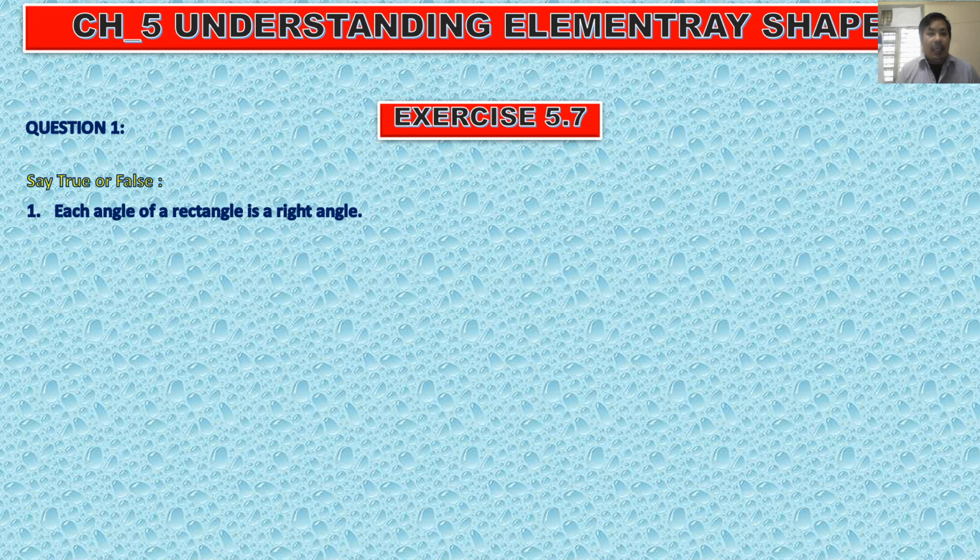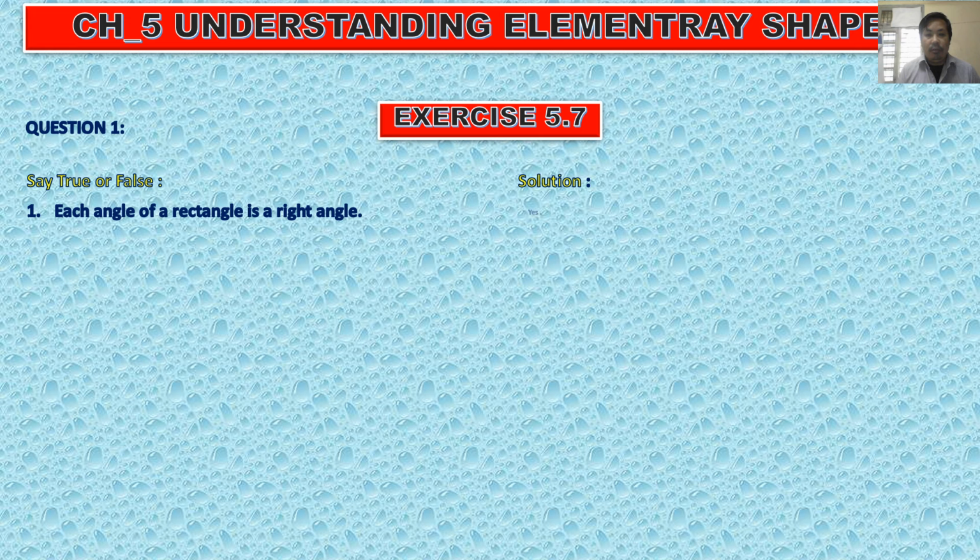Question number 1 is: every angle of a rectangle is a right angle. Is it true or false? Once again, we have a quadrilateral called a rectangle. In this rectangle all the angles are right angles, meaning 90 degrees. Yes or no? Let us see the answer.